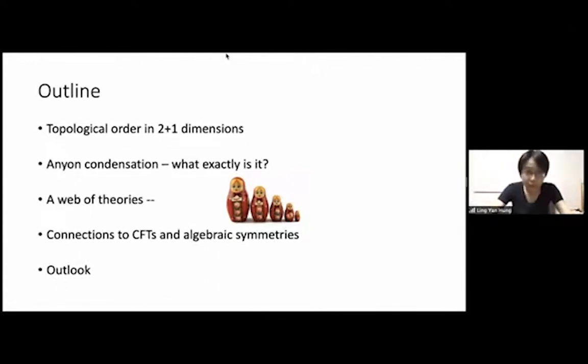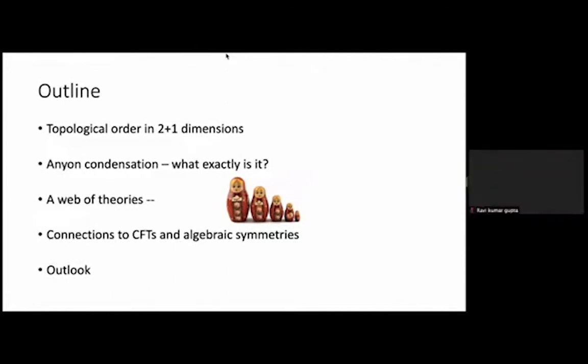So I'll talk about topological orders in 2+1 dimensions. Then I will start talking about Anyon condensation that happens in each topological order. And I'll show you that by considering Anyon condensation, it is a way of connecting different theories. It's more or less like these Russian dolls, where you have a theory living inside another theory, and it can go on forever and ever, one inside the other. It's really a web of theories connected with each other.